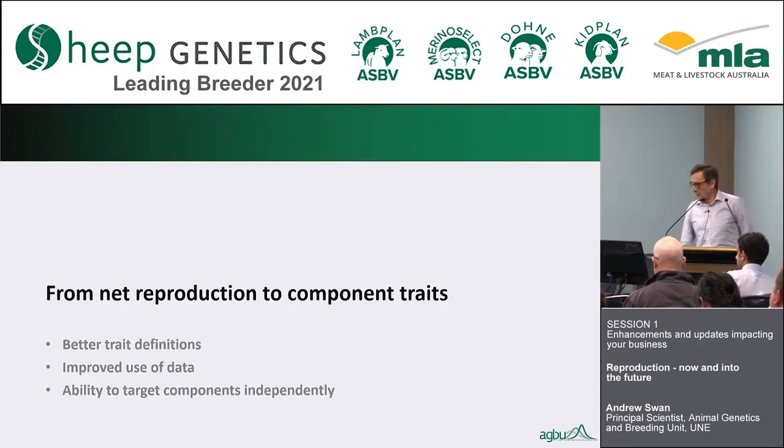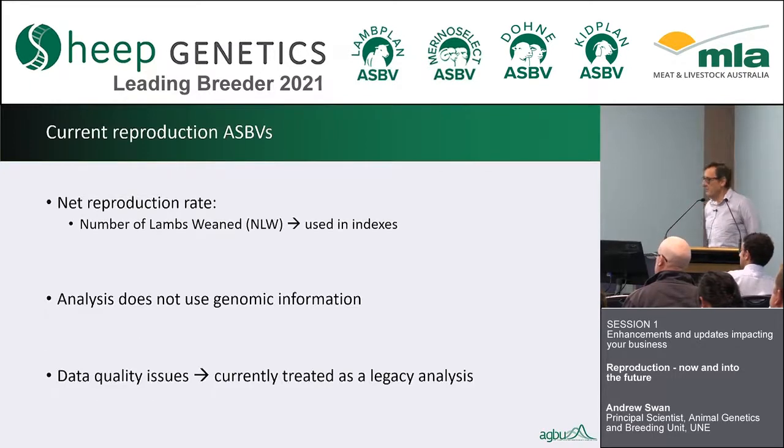So, from net reproduction to component traits. The current analysis that we have, the ASBV that we have, is for number of lambs weaned. Now that's a net reproduction trait. This is the trait that we use in indexes. It comes out of an analysis at the moment that does not use genomic information. It's the only analysis that we have that is like that. It does have data quality issues, some of which are really fundamental flaws, so we can't really do anything about them. And so we're treating that as a legacy analysis at the moment. It has to keep going for a little while, as Gus said, to support indexes.